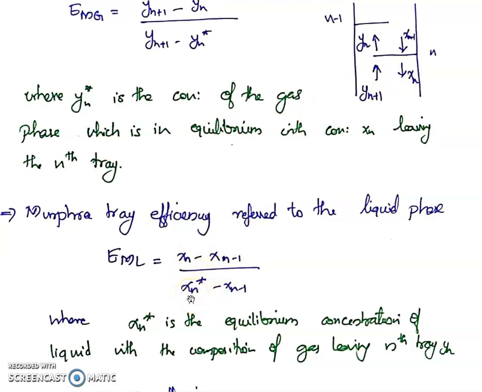So please do not confuse. Here xn is the actual measured composition of the liquid leaving the nth tray, and xn star is the equilibrium composition. In real cases, xn will always be less than xn star for the case in which the solute is getting transferred from the gas phase to the liquid phase.